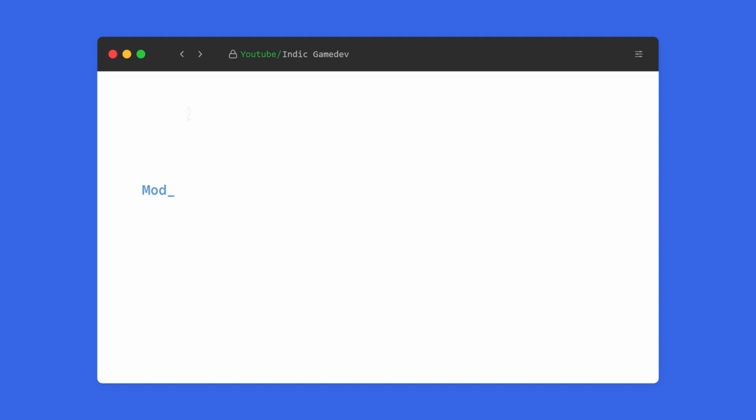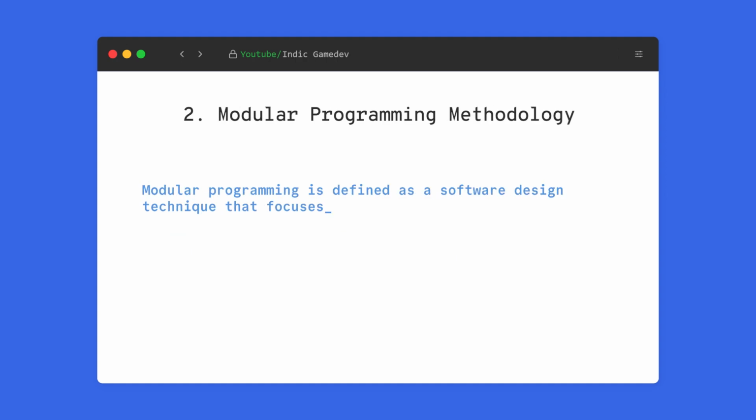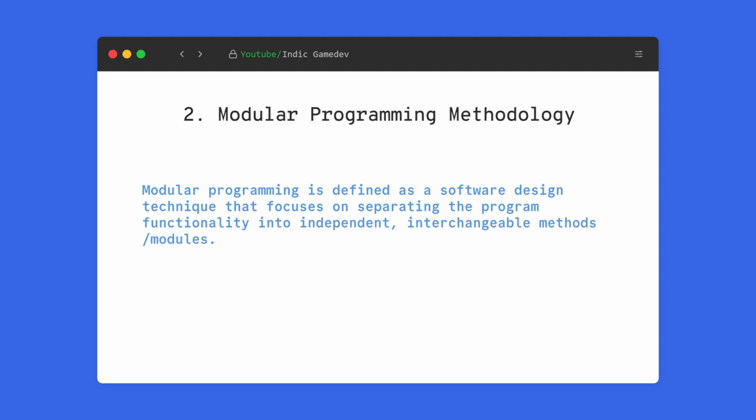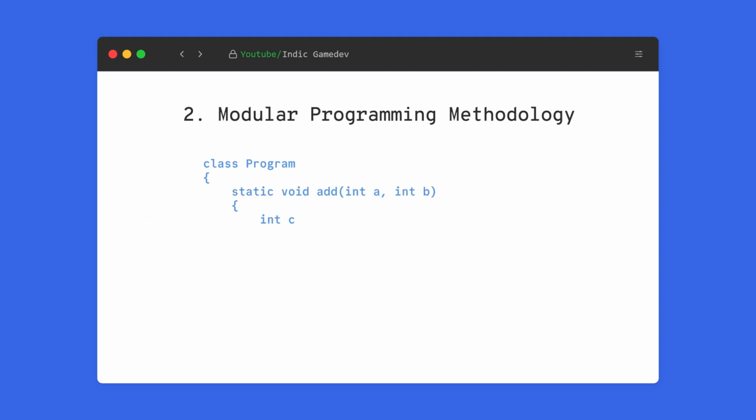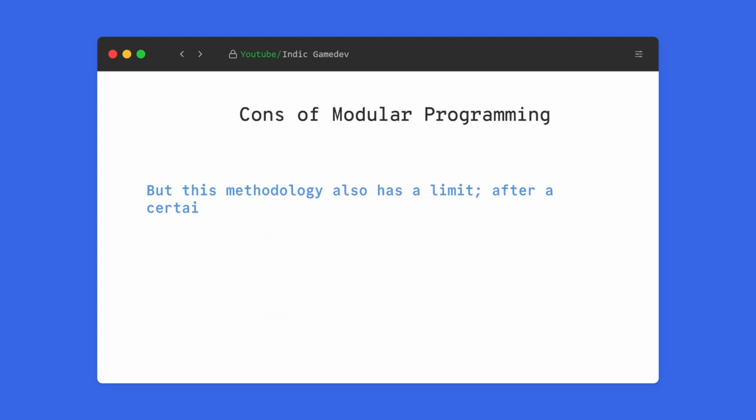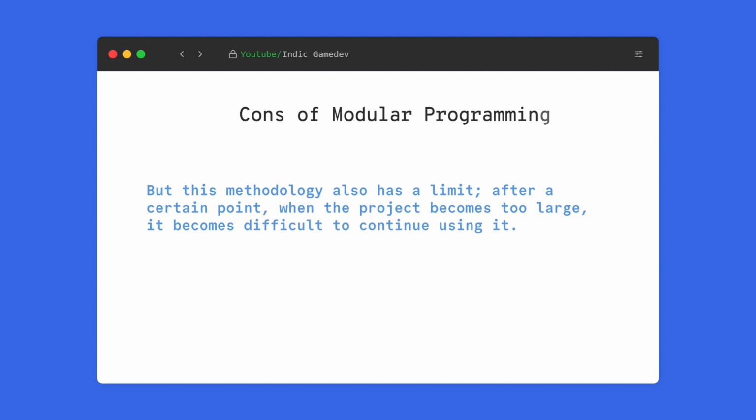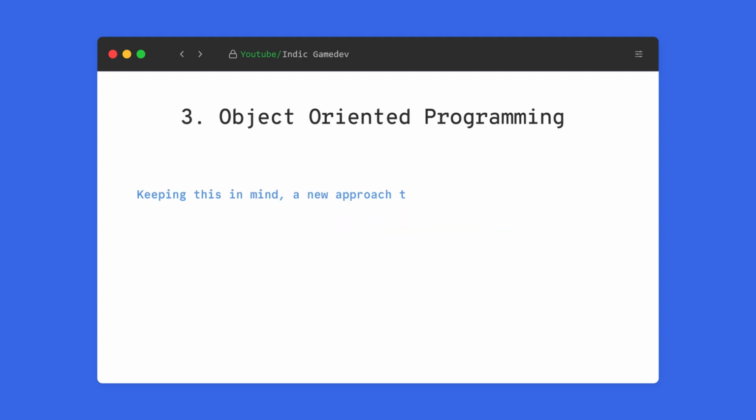To solve these problems, modular programming was introduced, which allowed the use of functions. Functions made it easier to reuse code by calling their names wherever required, simplifying the process and reducing redundancy. However, as projects grew larger, managing modular code also became difficult. To address these challenges, object-oriented programming was developed.